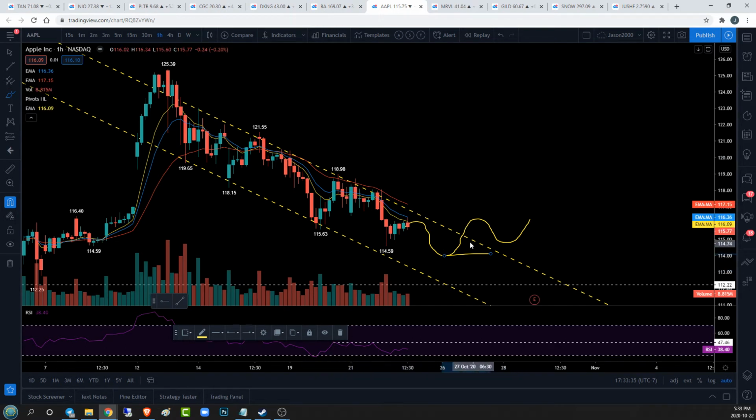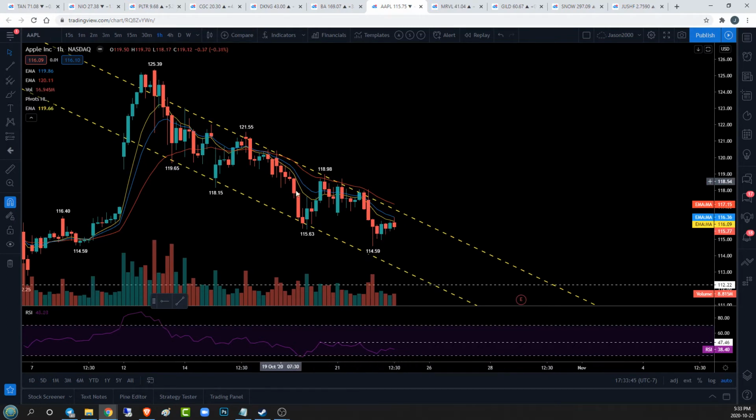It's going to give us that channel break. And those are the two components that we need to see in order to start things moving more effectively to the upside. In short, and in the short term, Apple is in an hourly bearish trend.